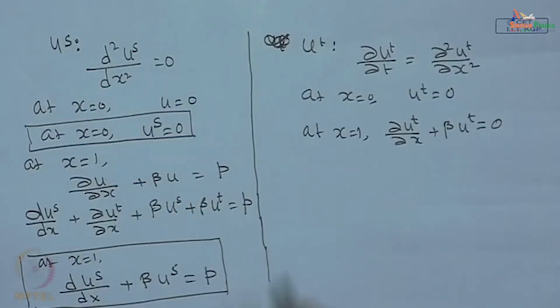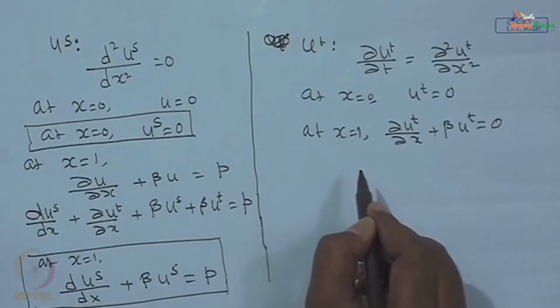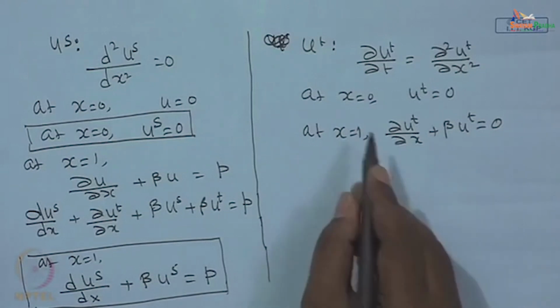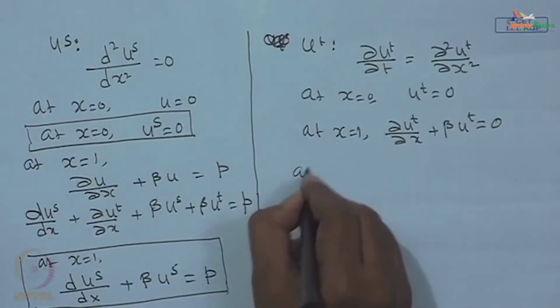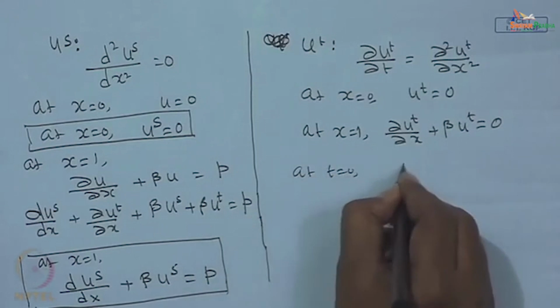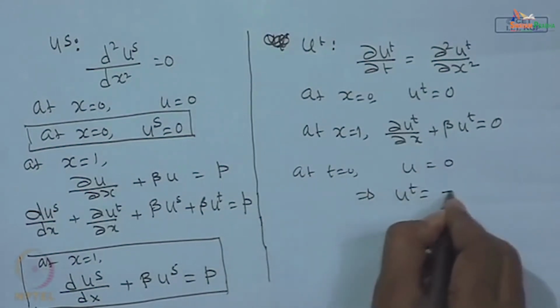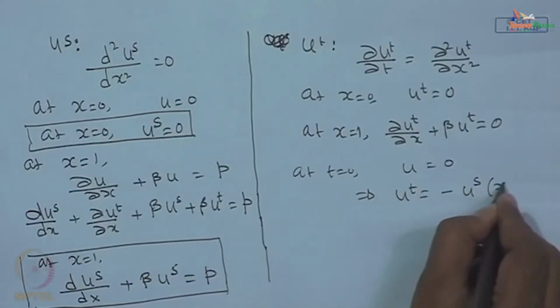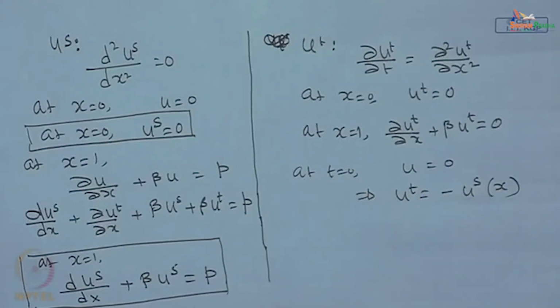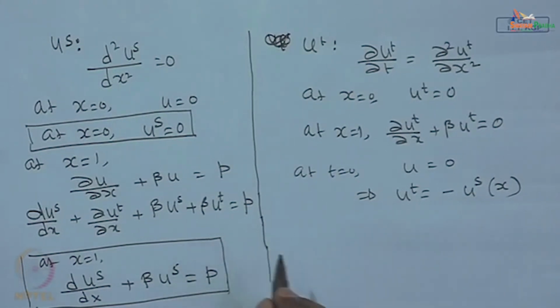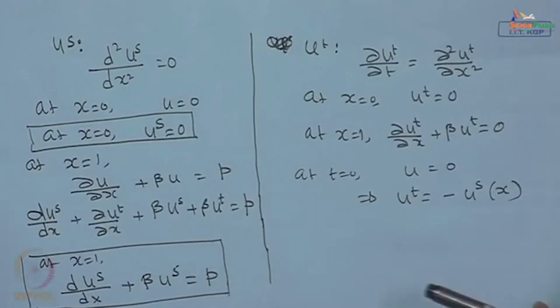So, these two are the boundary conditions of the steady state part. About the initial condition of the transient solution: at t equal to 0 we had u is equal to 0 in the original problem. Therefore, u t will have minus u s, which is a function of x. So, the solution of the steady state part has become an initial condition of the transient part with a minus sign associated with it. Now, let us look into the solution to this problem.